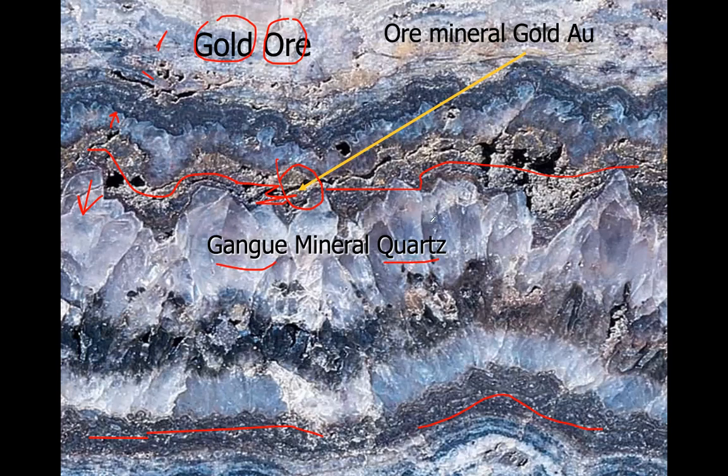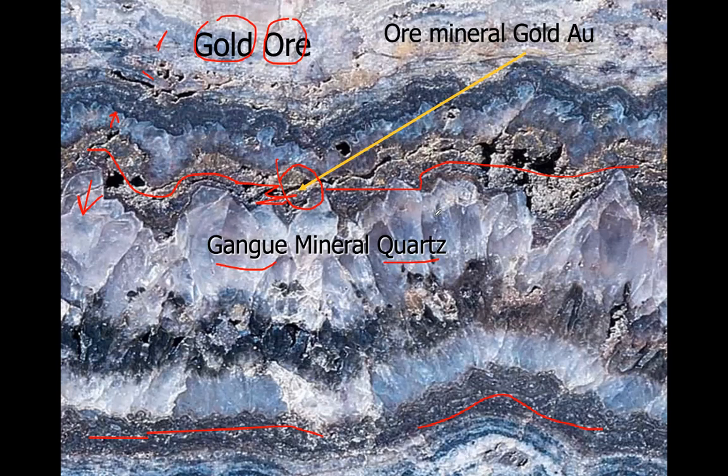So gangue minerals means the other remaining minerals apart from the main ore mineral. In this case, gold is the ore mineral, but quartz and maybe some other minerals are also there. They are called gangue minerals. These are less important because they are not economically extractable, I mean, quantity wise. In this case, gold has a very huge concentration.